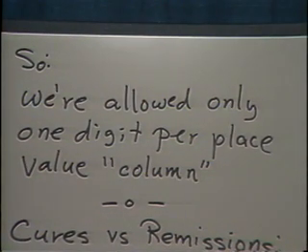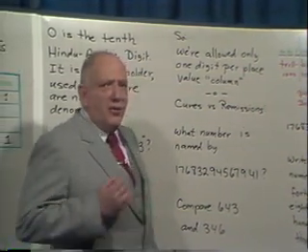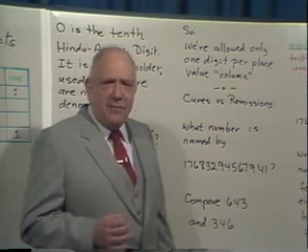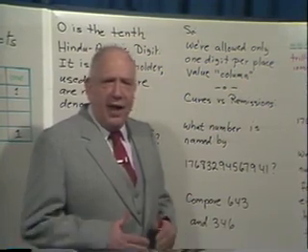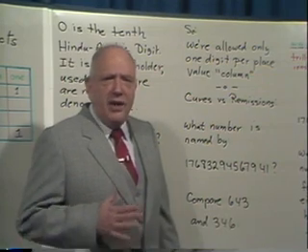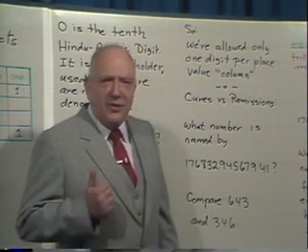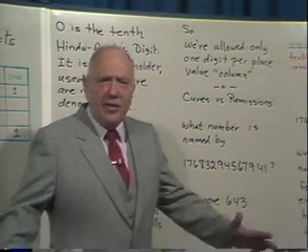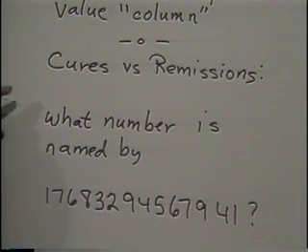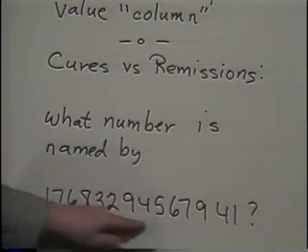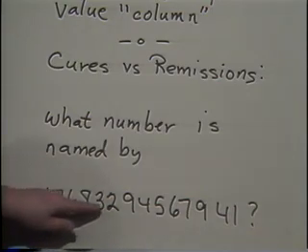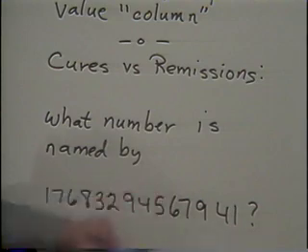And now what's interesting is a version of the more things change, the more they remain the same. Sometimes when we cure a problem, we advance to such a stage that we suddenly realize, hey, we didn't cure this, we just put it into remission. Let me show you what happens now after we've come up with this enormous discovery called place value. Now I say to you, what number is named by, and look at all these digits, 1768329466791. What number is named by that?